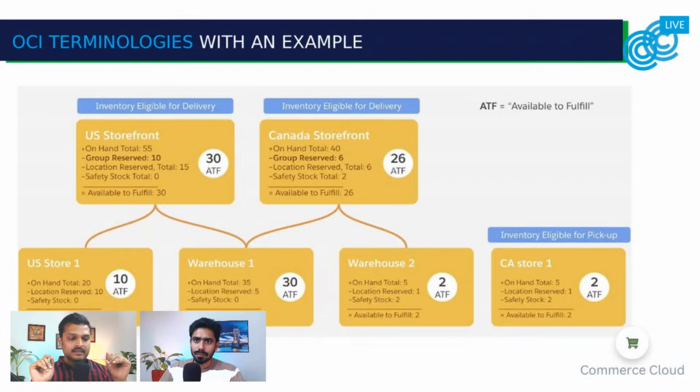If you look at it, we have a couple of storefronts. A storefront is nothing but an e-commerce website. So we have the US storefront and the Canada storefront. I have two different websites. If I place an order in the US storefront, that item can be fulfilled from either US store 1 or warehouse 1. But if I place an order from the Canada storefront, that item will be fulfilled from either warehouse 1 or warehouse 2.